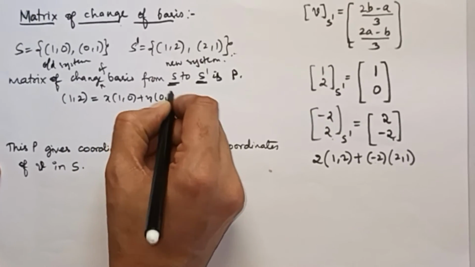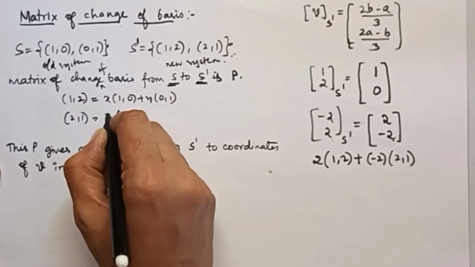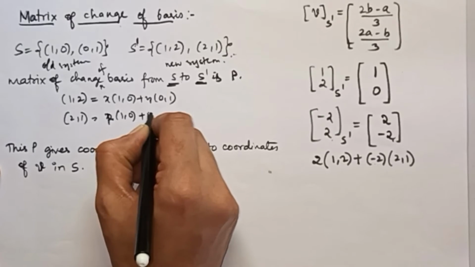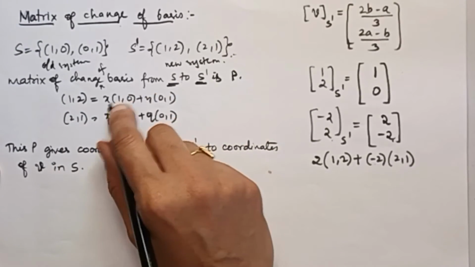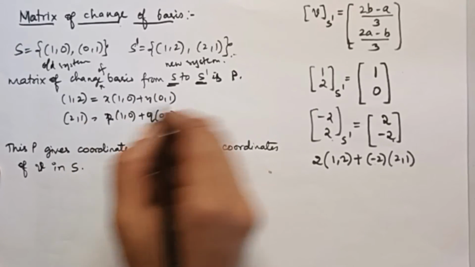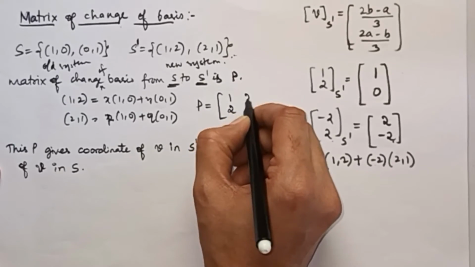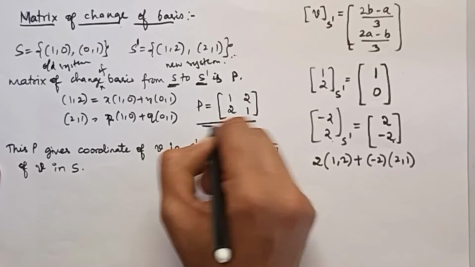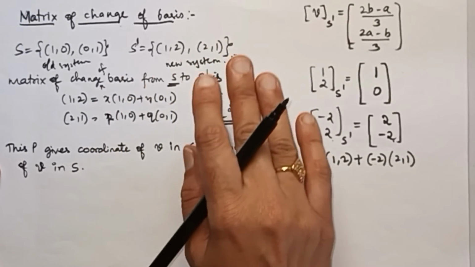times (0, 1). So (2, 1) as p times (1, 0) plus q times (0, 1). This is easy as it is the standard basis. x, y comes out to be (1, 2) and p, q also comes out to be (2, 1). So P is equal to, write it as columns, (1, 2) and (2, 1). So this P is called the matrix of change of basis from S to S dash.